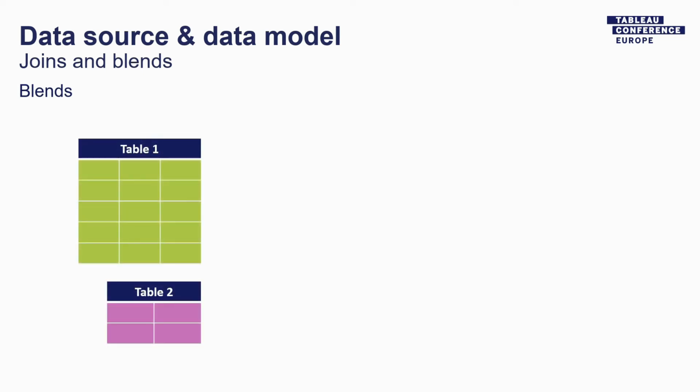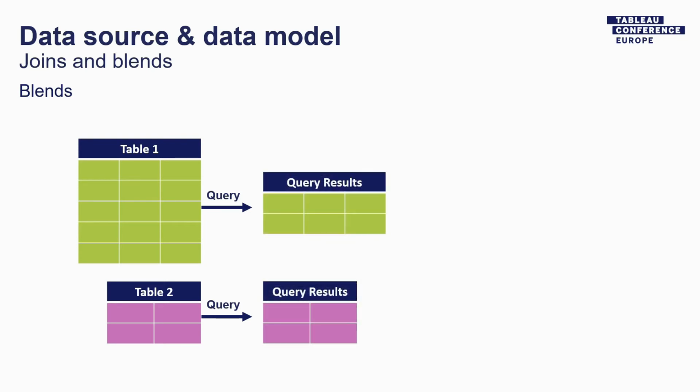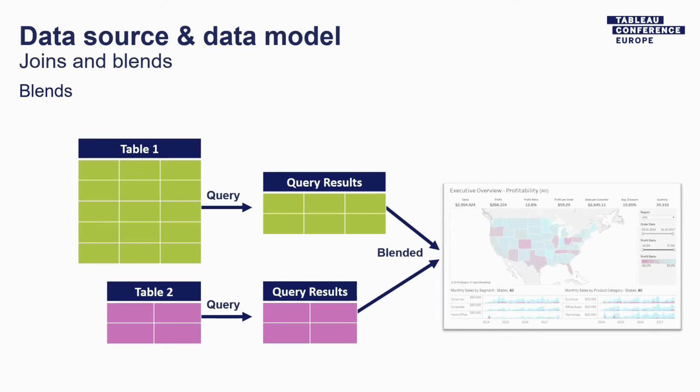So let's see how blends work. Again, we start with two tables. What we can see here, often when we use blends, we have tables, data sources on different levels of detail. Now, when we use a blend and we interact with a dashboard that, let's say, has a view based on both of these database tables, we send two queries, one to each table. We get aggregated results, and only in the last step, in the visualization layer, those two tables get blended together on the dashboard.